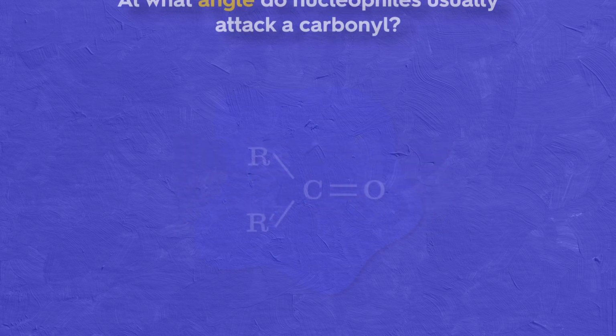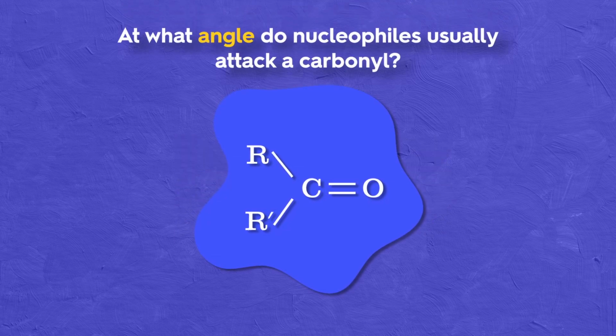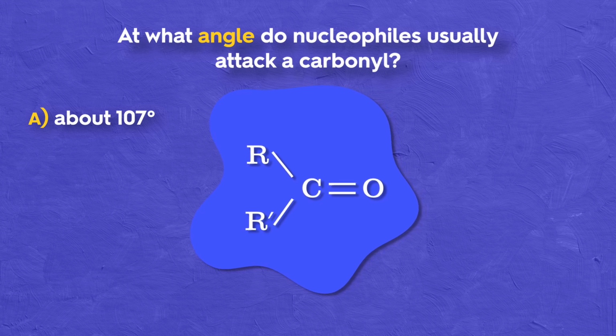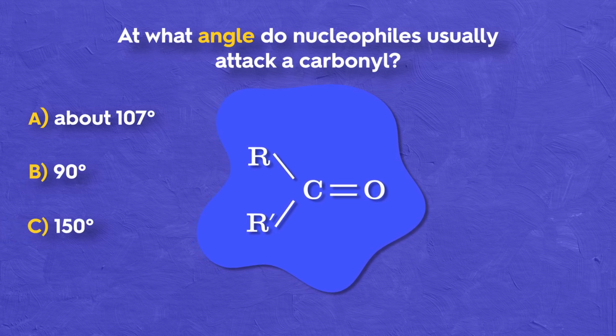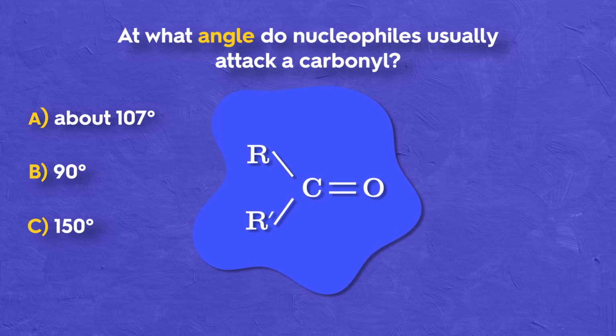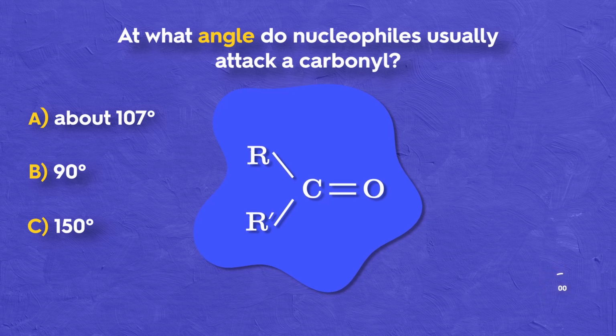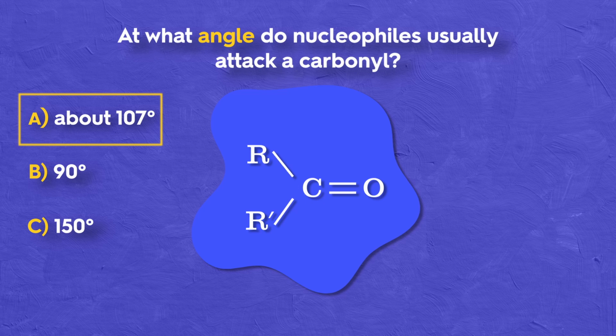Pop quiz. At what angle do nucleophiles usually attack a carbonyl? A. About 107 degrees, B. 90 degrees, or C. 150 degrees? 5 seconds. Go. Time's up. It's A. About 107 degrees.